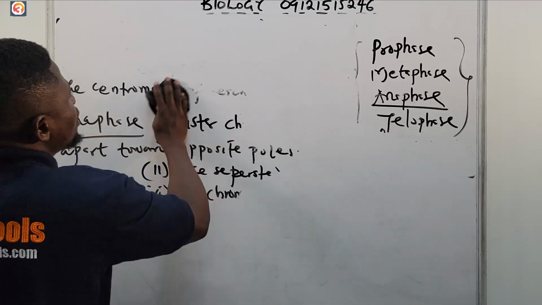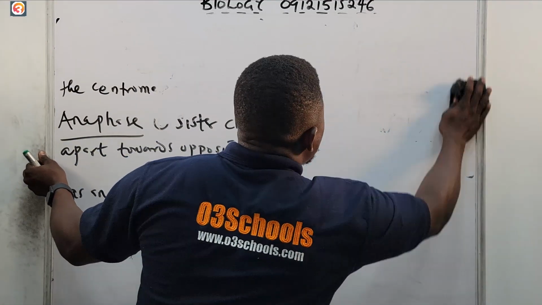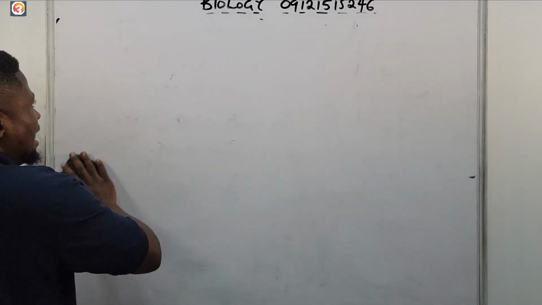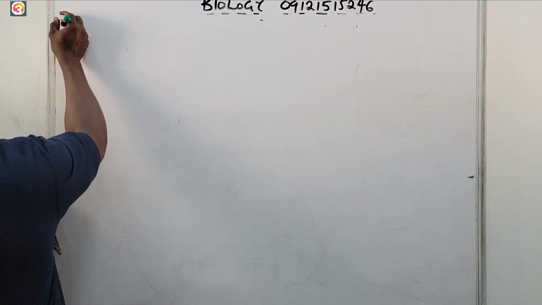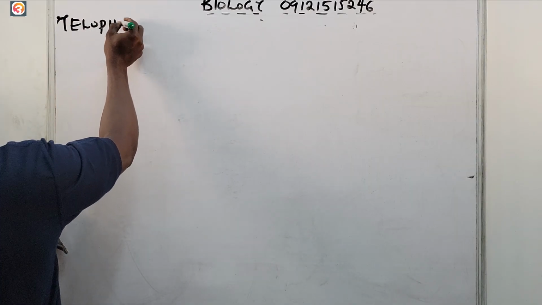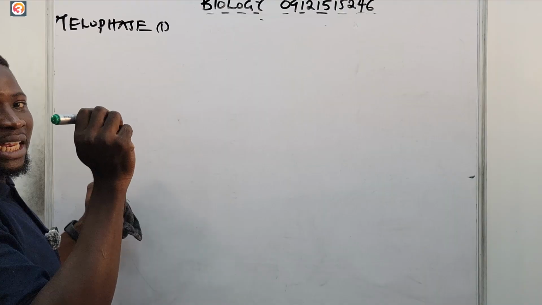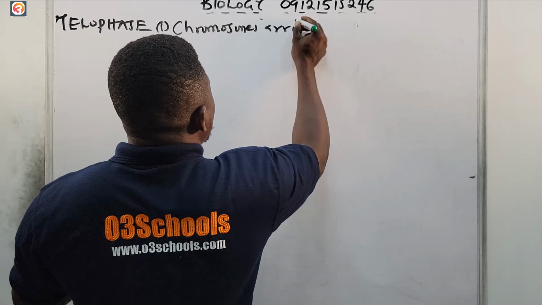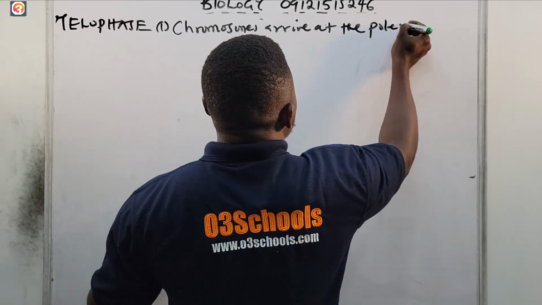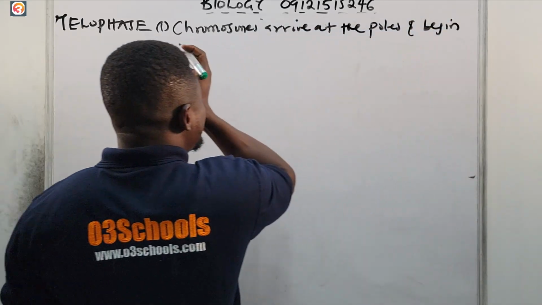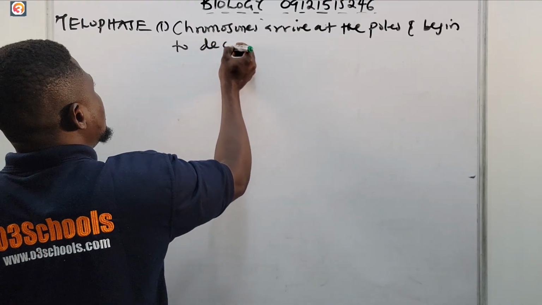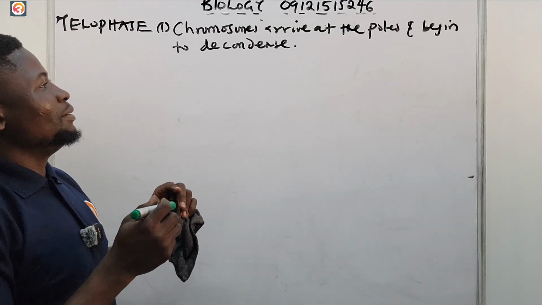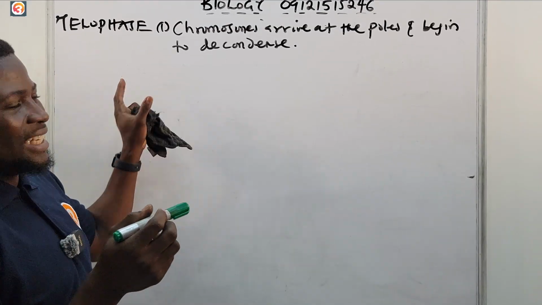At the telophase, what happens is that chromosomes arrive at the poles and begin to decondense. So we're looking at telophase. Number one, our chromosomes arrive at the poles and begin to decondense. All right, so at the telophase, the chromosomes arrive at the poles and then begin to what? To decondense at the telophase stage.